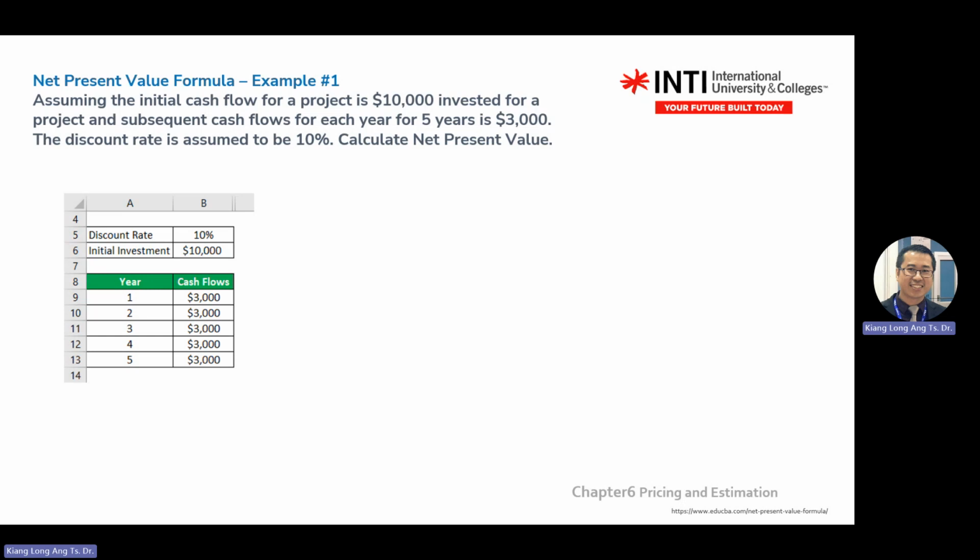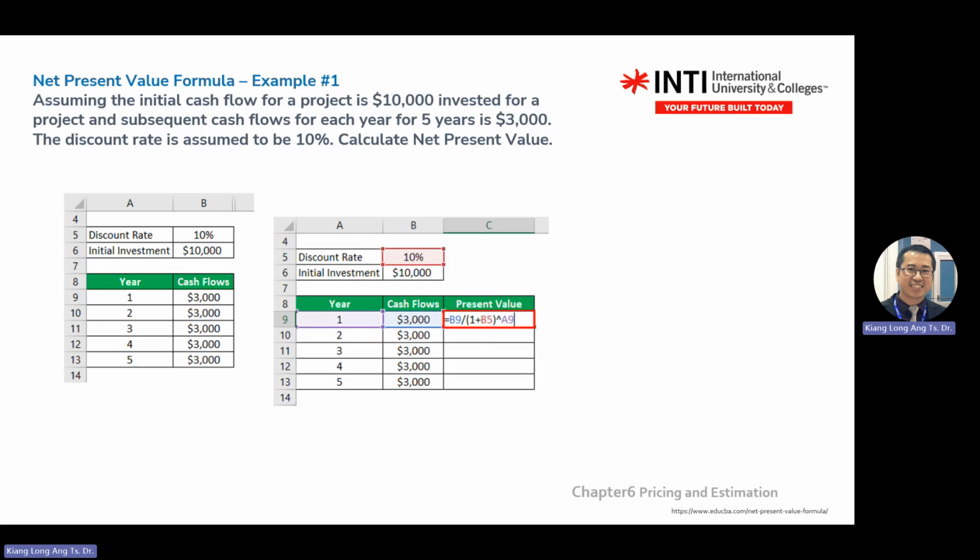Then you build another table like what you see on the screen here. You write year, cash flow: 1, 2, 3, 4, 5. Why 1, 2, 3, 4, 5? Because this question asks you for subsequent cash flow each year for 5 years. So you write year 1, 2, 3, 4, 5, and then cash flow 3,000 you copy. Then you look at this equation. You develop the equation. You extend one more column. It's called present value.